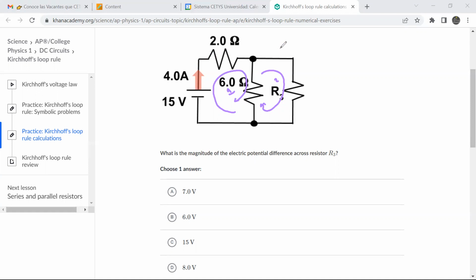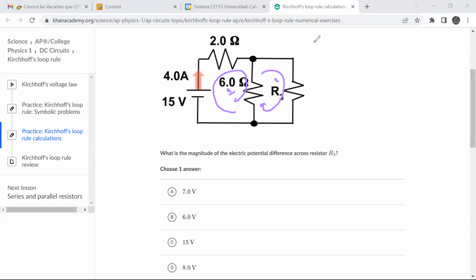Now, what I'm going to do here is the following. I need the voltage in R3. So R3 is in parallel with the 6 ohms, right? So if I find the voltage in the 6 ohms, I'm finding the voltage in R3. Now let's see how we could do that.